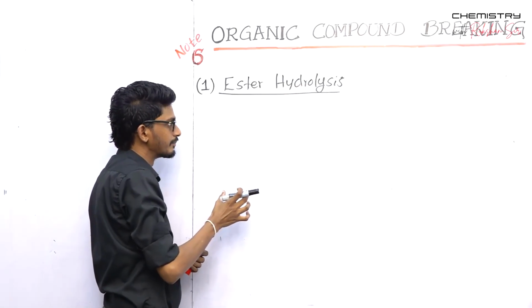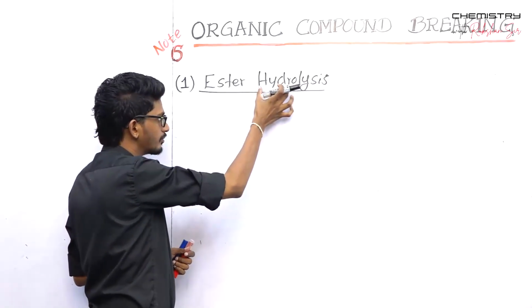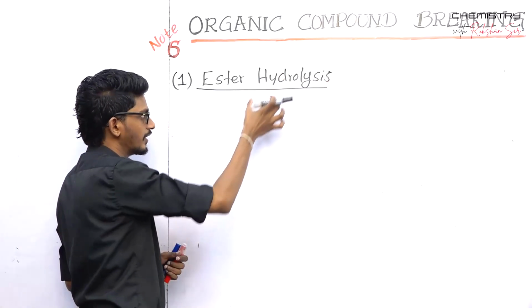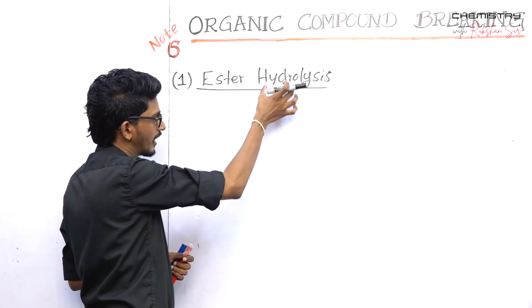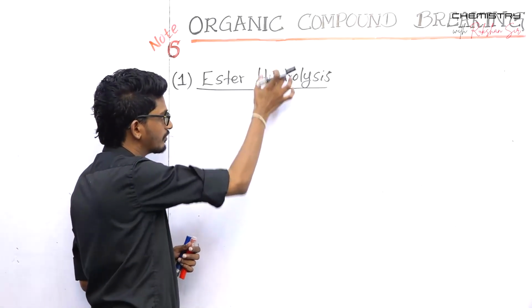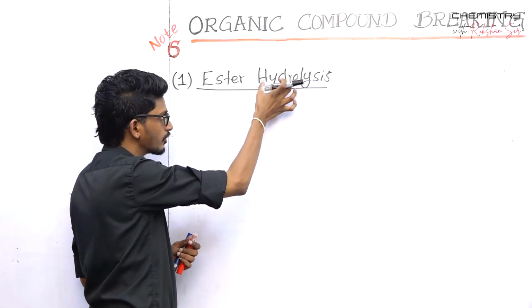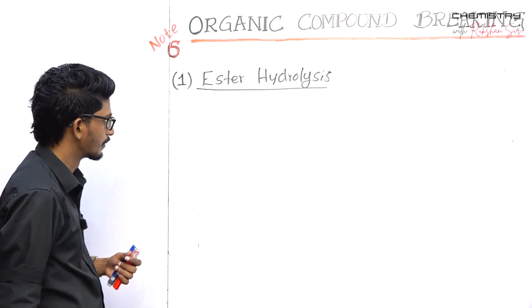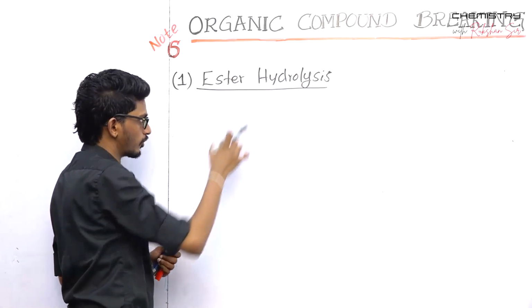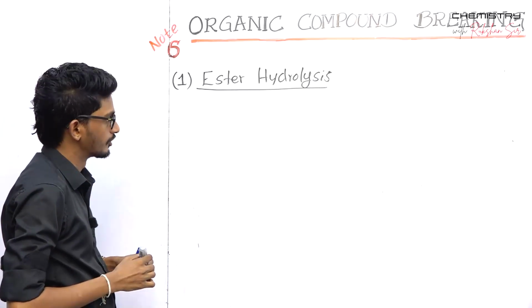Lysis means the breaking. Hydrolysis means breaking using water. Hydro normally means something involving water. So lysis means breaking, so breaking with the use of water. That is what we are supposed to do: break those esters with the use of water. That is the ultimate task here with the ester hydrolysis reactions.